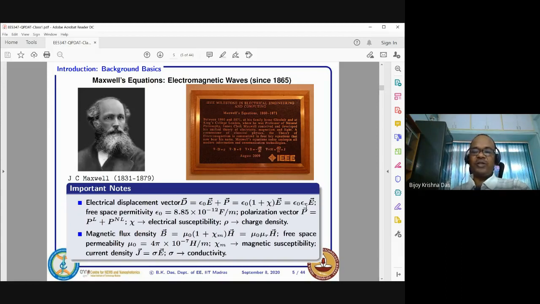If it is free space, chi will be equal to 0, so epsilon r will be equal to 1. For free space, even for air, sometimes we can consider epsilon r equal to 1. And the epsilon 0 value is 8.85 times 10 to the power minus 12 farad per meter. You can identify the unit here. Farad is the unit of capacitance, per meter.